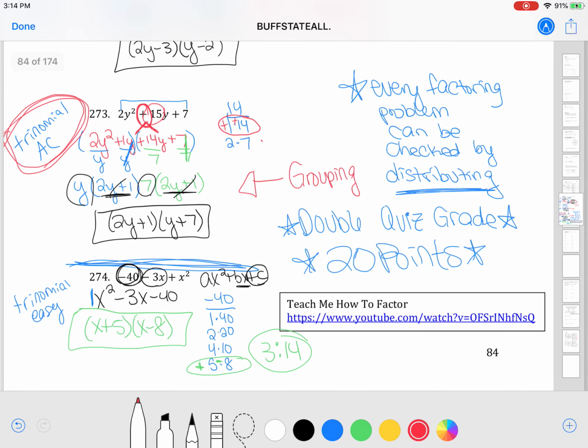On all the examples, keep in mind everything I told you about your quiz. They're going to be mixed up. You need to know how and when to do each type of factoring. It is a double quiz grade, and they're not exact questions from your homework assignment, but it is open notes, and you can check every question by distributing.